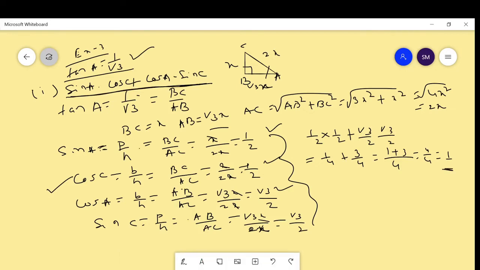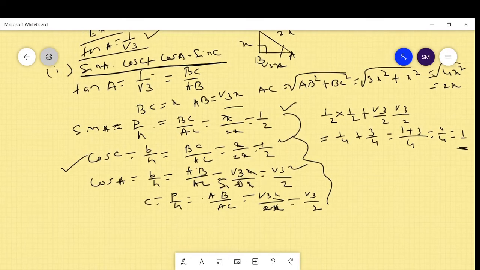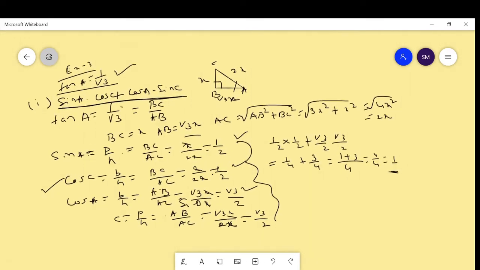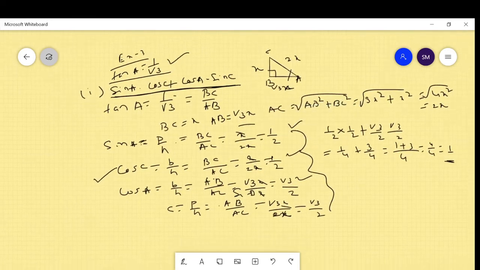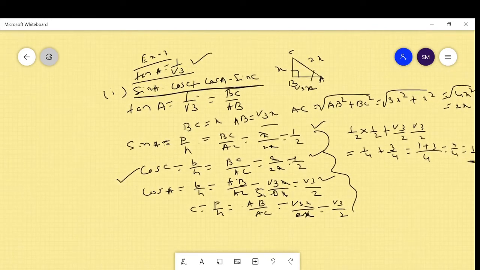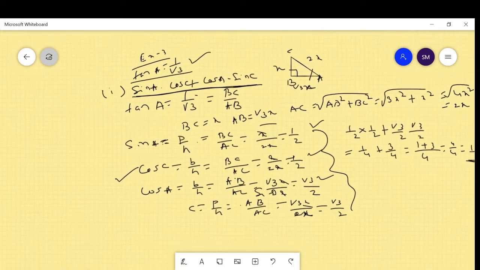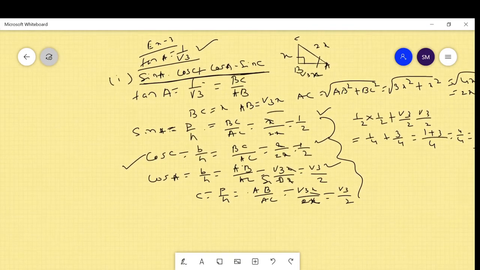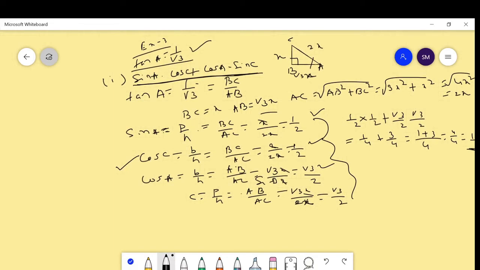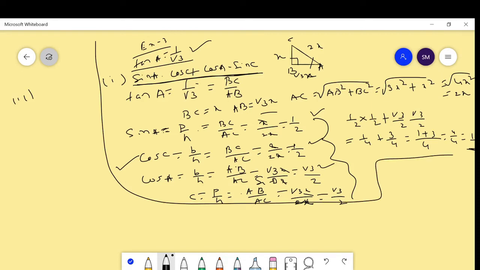Then second part. The second part says find out the value of, in the same way, cos A into cos C minus sin A into sin C.